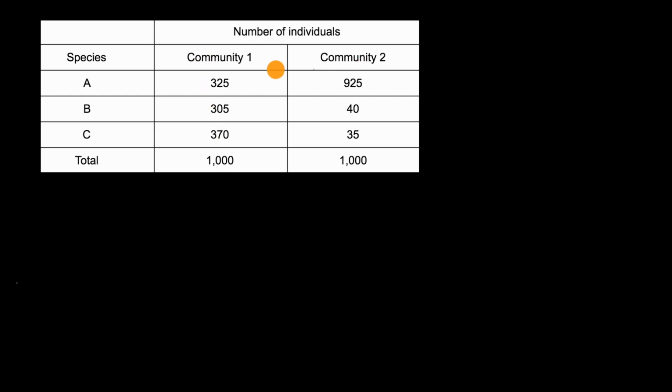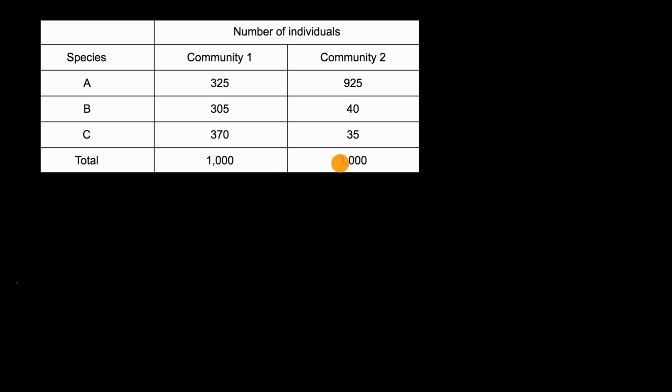So in this table here, we have two different communities, community 1 and community 2, and each of them contain 3 different species. And we see the populations of those 3 different species. And we also see that the total populations of each of those communities is the same. They both have a total of 1,000 individuals.